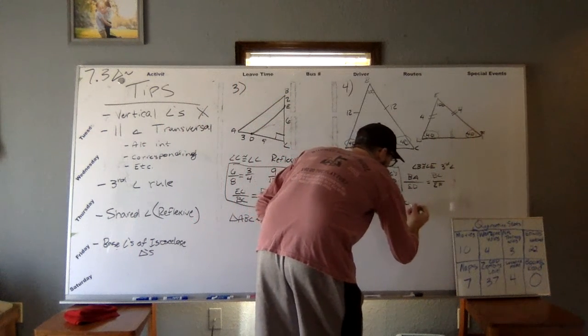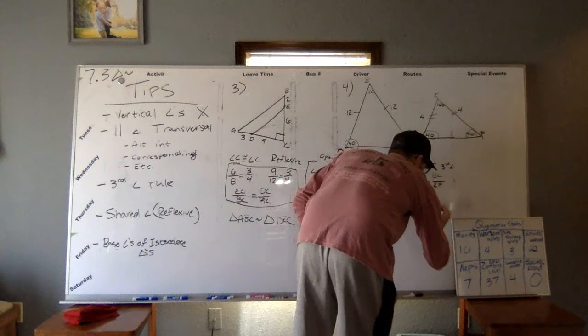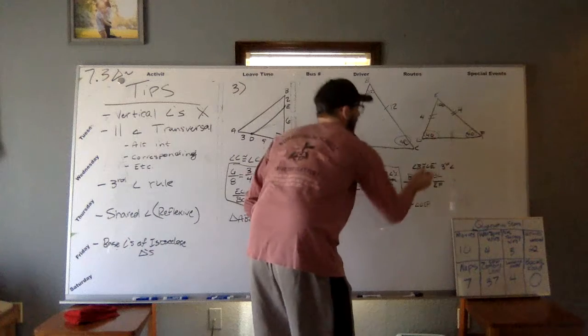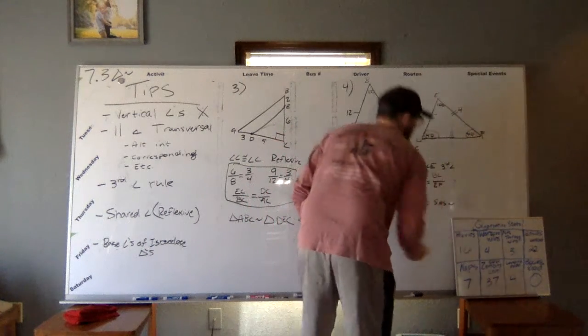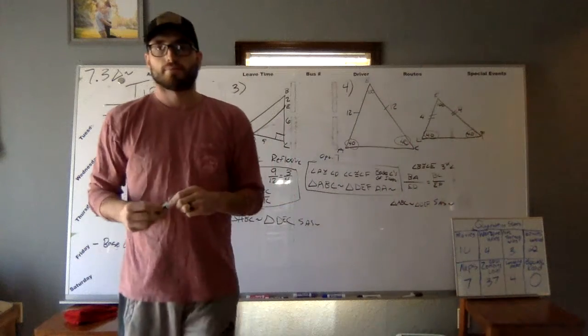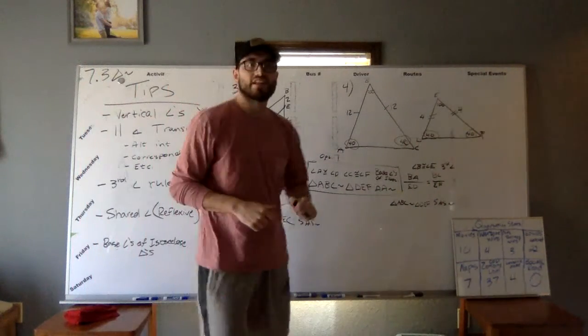So now we can end with our triangle statement. Triangle ABC similar to triangle DEF. And that one, in this case, would have been by SAS similarity. Okay? So, that's what I got for you for today.